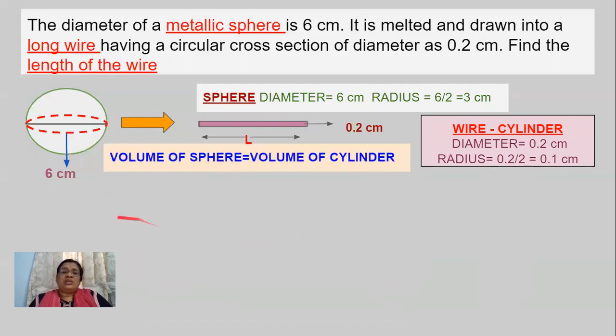So naturally, the volume of the sphere will be equal to the volume of the cylinder. This is the basic principle behind each and every problem. So volume remains the same.